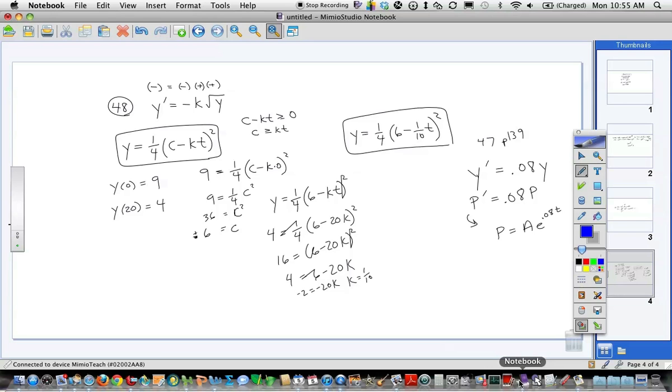Okay? That was on our homework on Thursday, I believe. And that was where you use the memorized one. It's very much like number 48 we just did. The difference there is they gave us that solution.